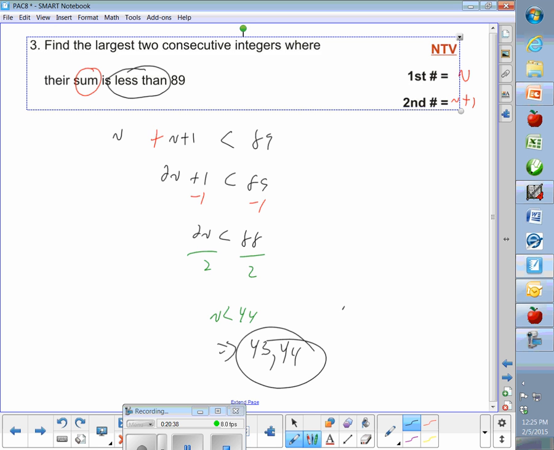43. Add them up. What do you get? 87. They're the largest consecutive numbers that you can add up to that's going to be less than 89. If you try 44 and 45, what do you get? 89. Is 89 less than 89? No. You got to think about your answer.